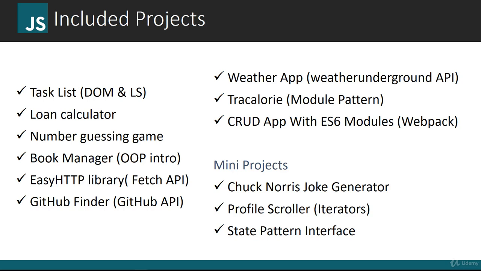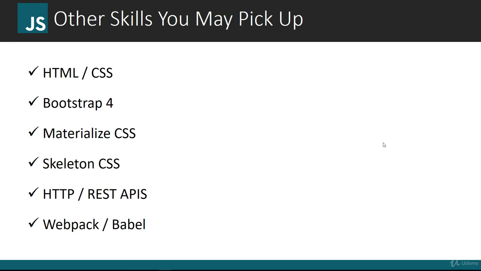And then along the way, we'll have some mini projects like a Chuck Norris joke generator to look at Ajax and how that works and external APIs, a profile scroller to give you an example of how to use ES6 iterators, and then we'll build a little state pattern interface where we'll create a Bootstrap theme and we can switch pages based on the state. All right, so these are some of the things that we'll learn throughout the course. And these other things listed here are things that we're not going to completely focus on and fully explain, but these are skills you may pick up.